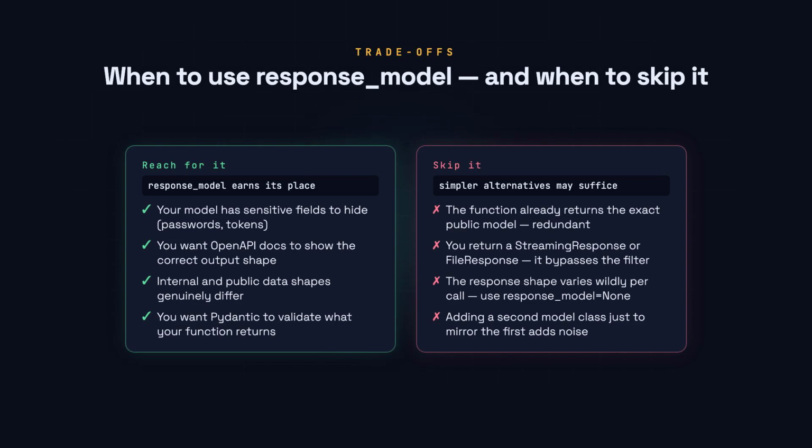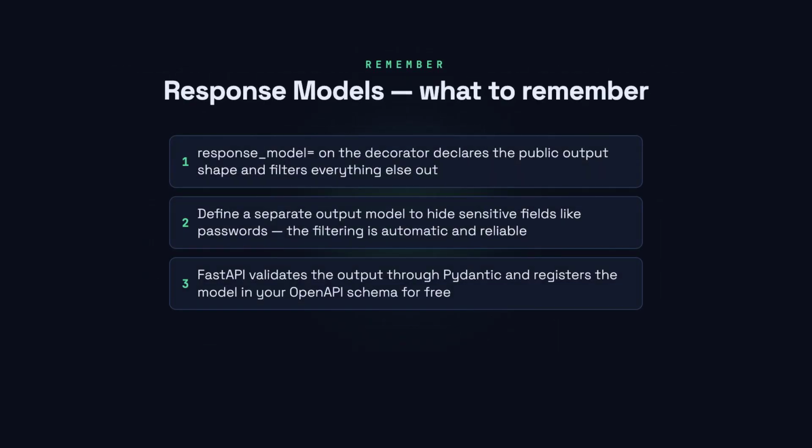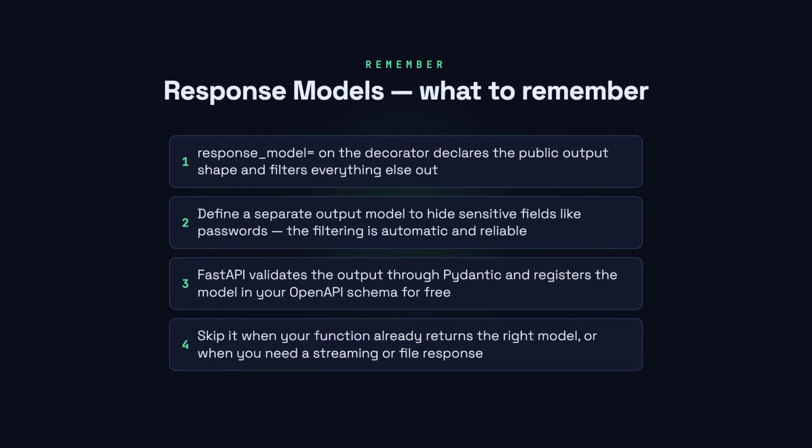useful there. To recap, response_model is the parameter you add to your path operation decorator to declare what shape leaves your API. It filters your return value through a Pydantic model, so sensitive fields never reach the client without any manual effort on your part. The model also drives your OpenAPI documentation automatically. The main trade-off is that you maintain an extra model class, which is worth it when the public and internal shapes genuinely differ, and unnecessary overhead when they do not.